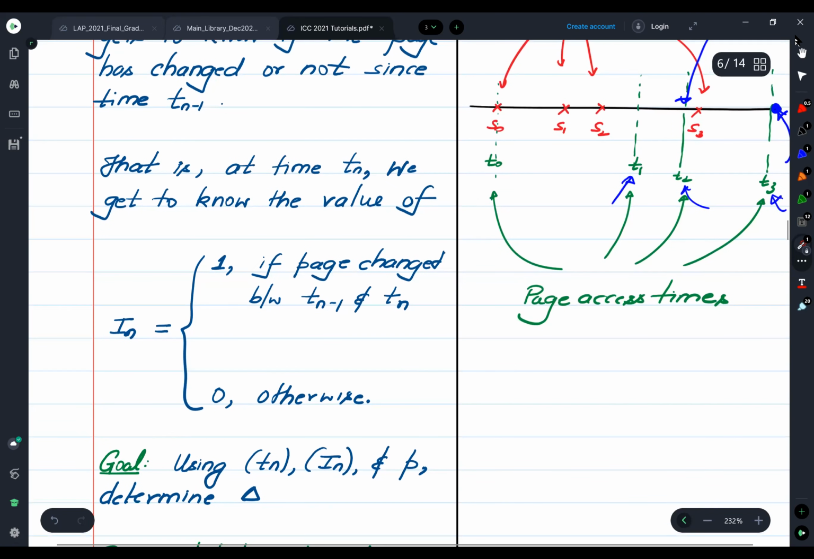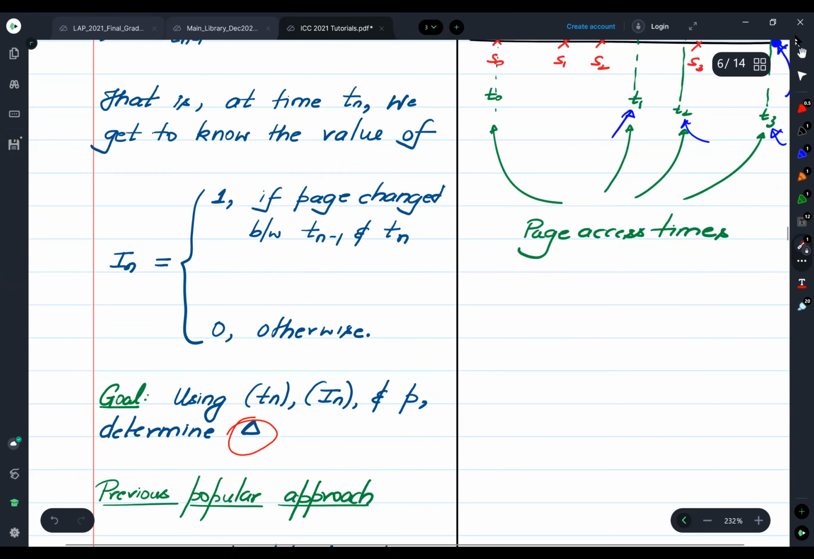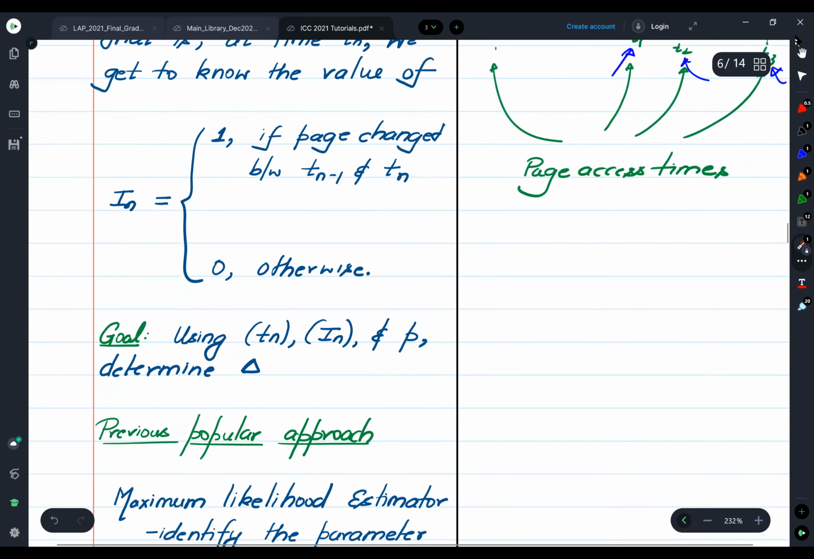Are there any other questions? So I hope the setup is clear, right? There is a page, and it changes at these times S0, S1, S2. We don't know when it changes. We visit the page at T0, T1, T2, and so on. And we would like to know the rate at which this page changes. When I say rate, I mean this delta. We can presume knowledge of the Tns, Ins, and using just the knowledge of this, we would like to estimate the value of delta.